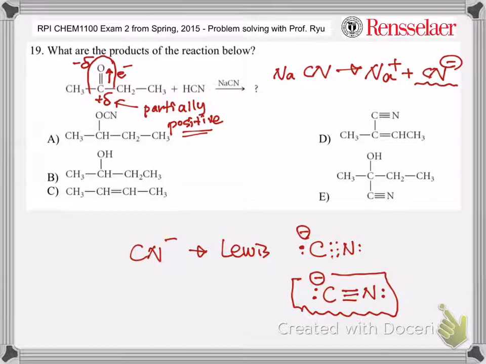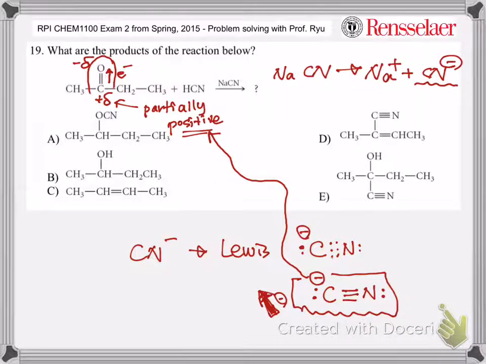The cyanide looks like a missile. Okay, it looks like a little arrow, an arrow with a negative charge. It's looking for something positive, and it says, oh, there's a positive one. So it's going to react with that center.